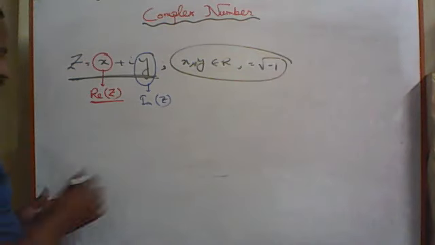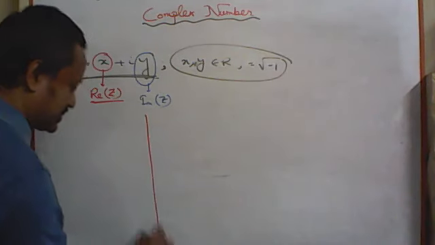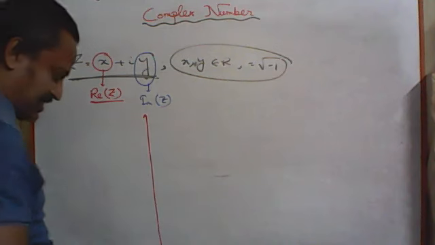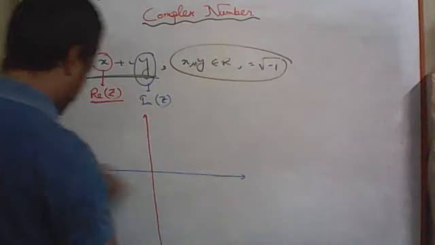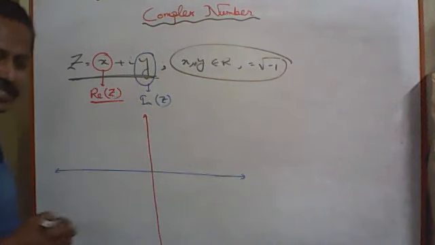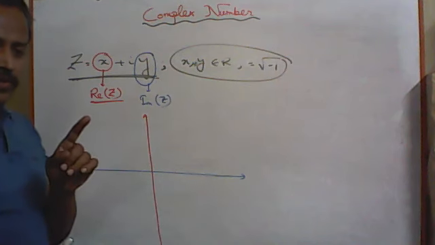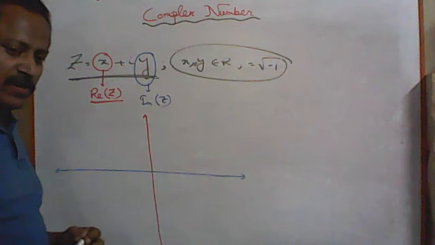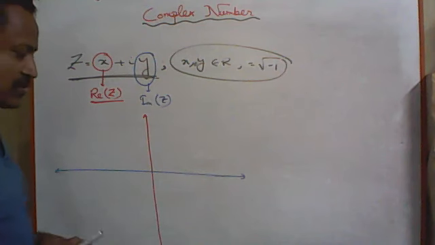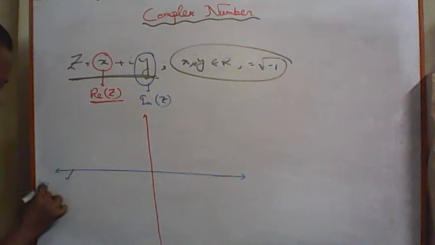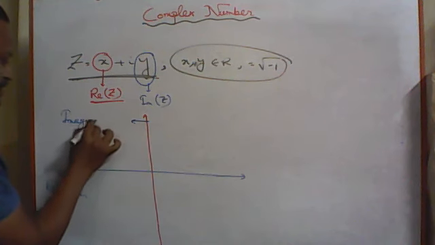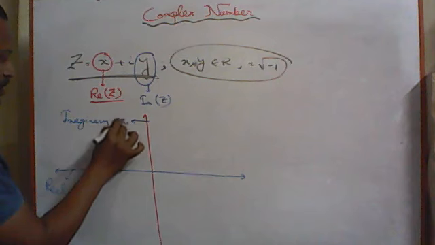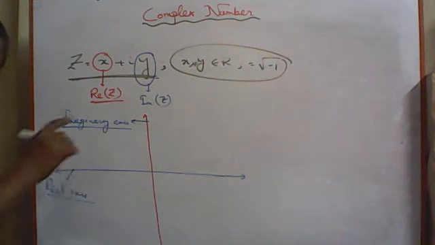If we consider two mutually perpendicular axes, one as the vertical axis and another as the horizontal axis, the horizontal axis is the number line. We introduce the number line along the horizontal line. So considering this horizontal line as the real axis and the vertical line as the imaginary axis, we can express any complex number in this plane.